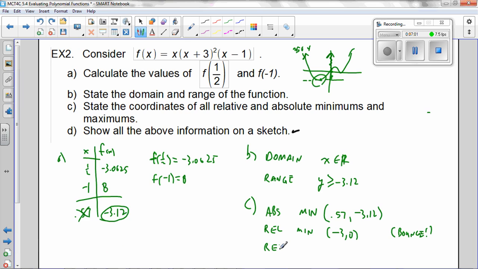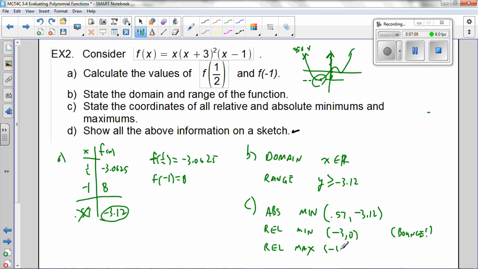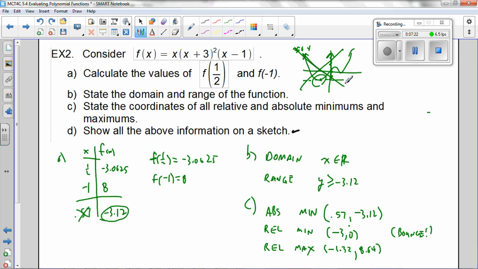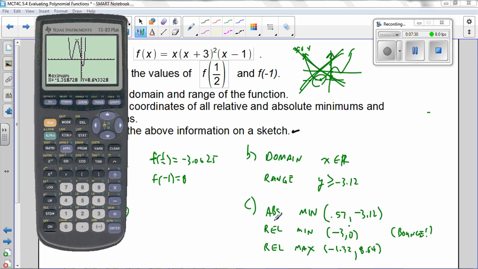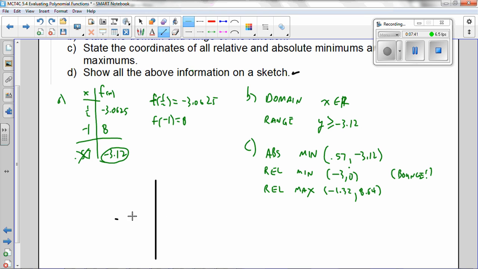And the relative max was, what was it? Negative 1.32 and 8.64 about. Okay, and that was it, right? This was just our early sketch. That wasn't what it looked like at all. 1, 2, 3 minimums and maximums, 3 turning points. We got our zeros, we can see, and now we can do a sketch, right? I'm going to do a sketch. Part D here.